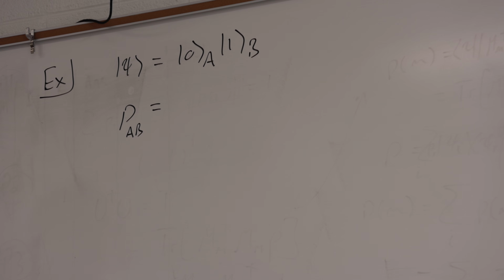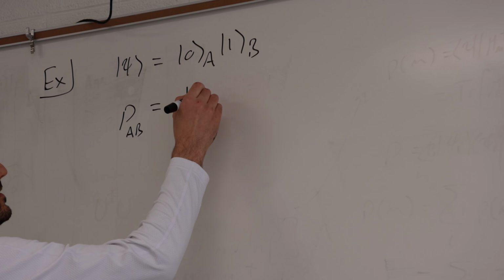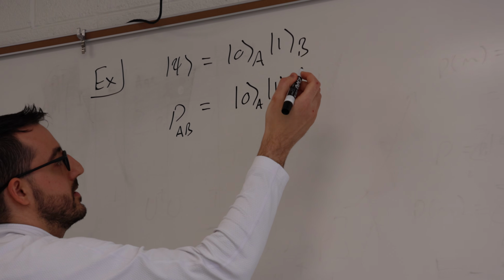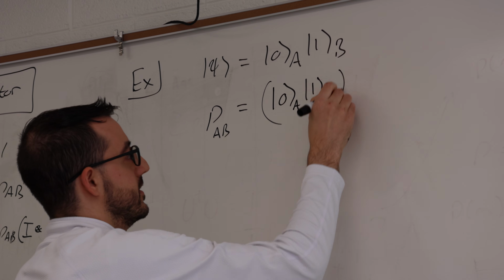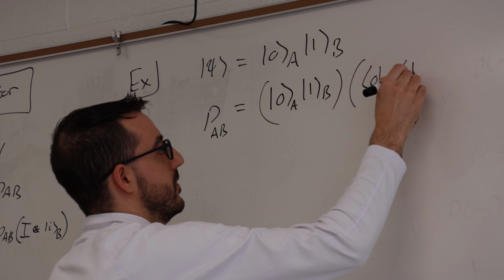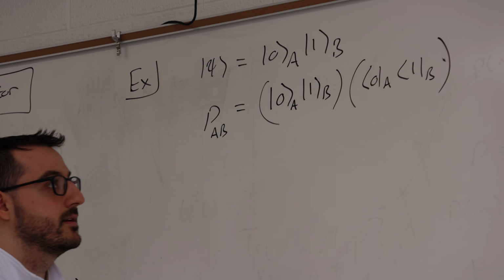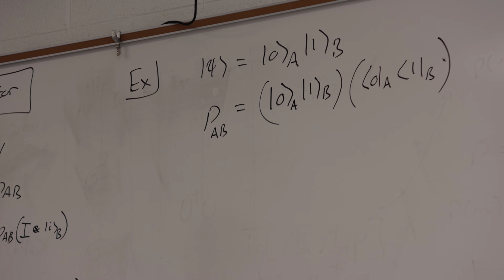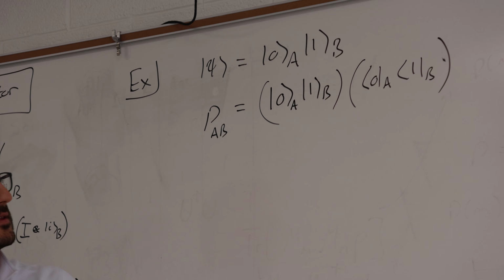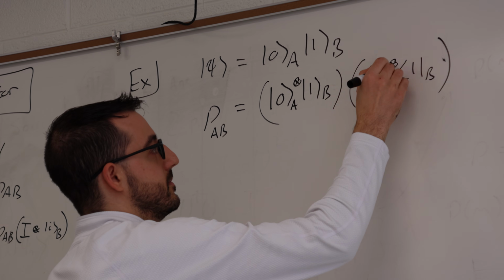All right, so in this case, I'm just going to use our definition. It's going to be |0>_A |1>_B, and then it's always the outer product, so you can put it in parentheses if you'd like. So now it's going to be |0>_A |1>_B times <0|_A <1|_B. And now you just have to ask yourself, how do we evaluate operators across a tensor product? If you'd like, you can always put the tensor product back in to make it easier.